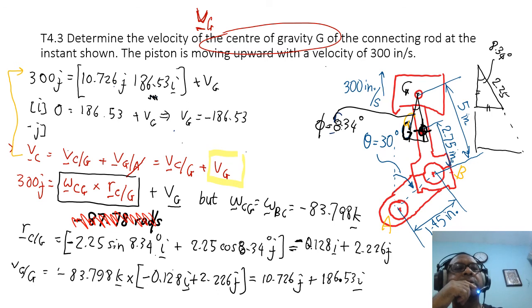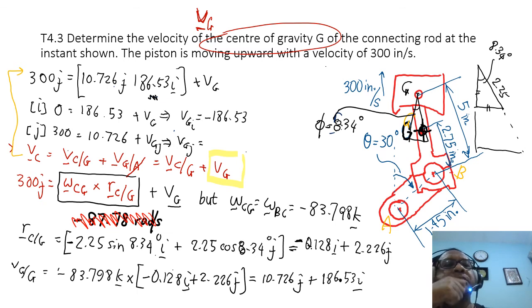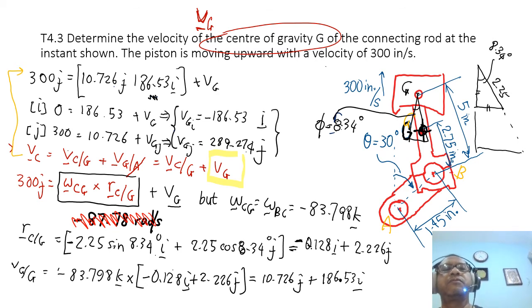For the J component, there's a VG J. So 300 equals 10.726 plus VG J. So the VG J component equals 300 minus 10.726, which equals 289.274, and this is written as J, and the other as I. So that is the answer for VG.